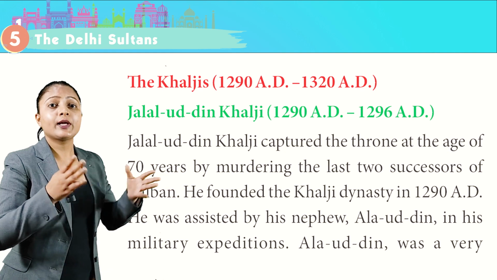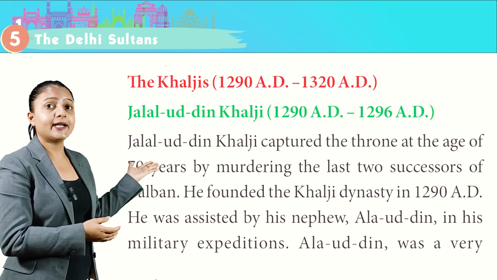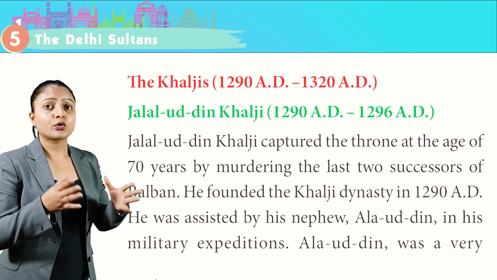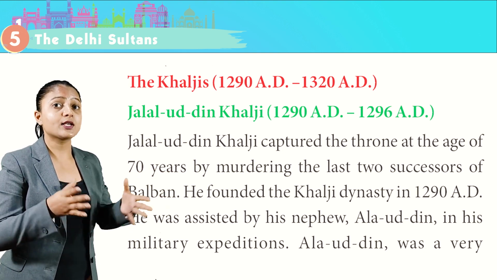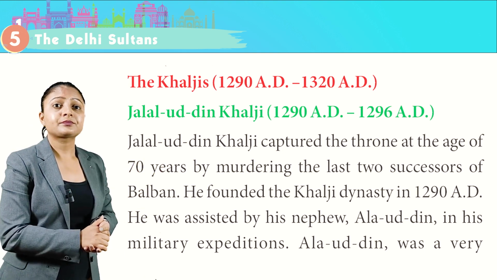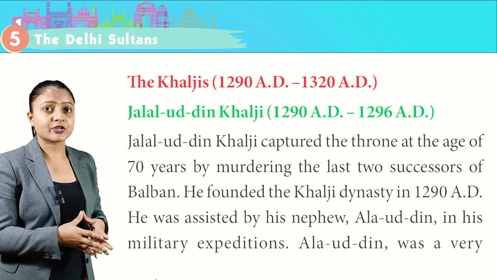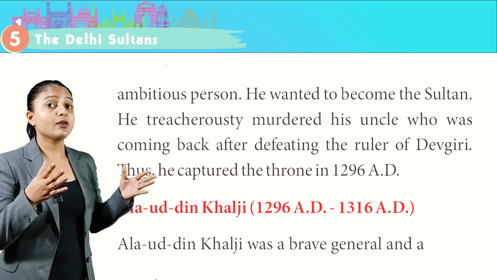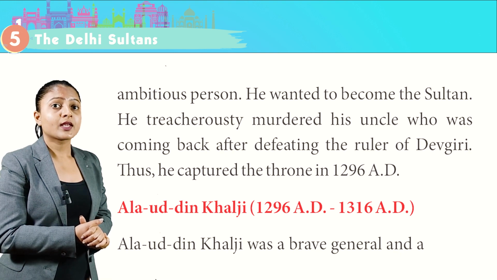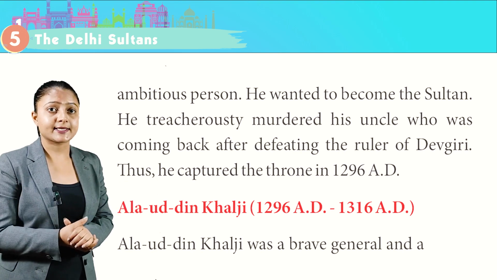The Khaljis, 1290 AD to 1320 AD. Jalaluddin Khalji, 1290 AD to 1296 AD. Jalaluddin Khalji captured the throne at the age of 70 years by murdering the last two successors of Balban. He founded the Khalji dynasty in 1290 AD. He was assisted by his nephew Alauddin in his military expeditions. Alauddin was a very ambitious person. He wanted to become the Sultan. He treacherously murdered his uncle, who was coming back after defeating the ruler of Devgiri. Thus, he captured the throne in 1296 AD.